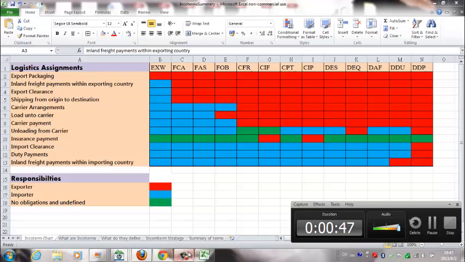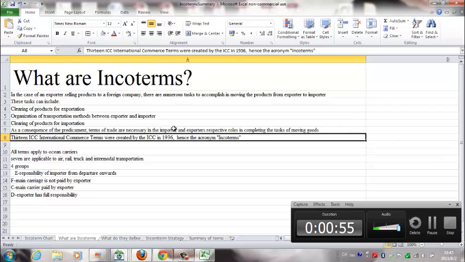And first off, the first question I want to ask is, what are Incoterms? The Incoterms are relevant for exporters and importers. In the case of an exporter selling products to a foreign company, there are numerous tasks involved in moving the products from the exporter to the importer. These tasks can include the clearing of products for exportation, the organization of transportation methods between the importer and the exporter, and the clearing of products for importation.